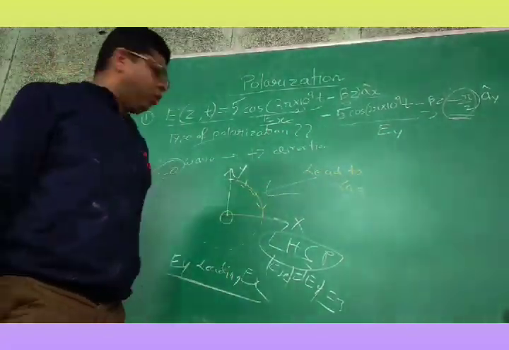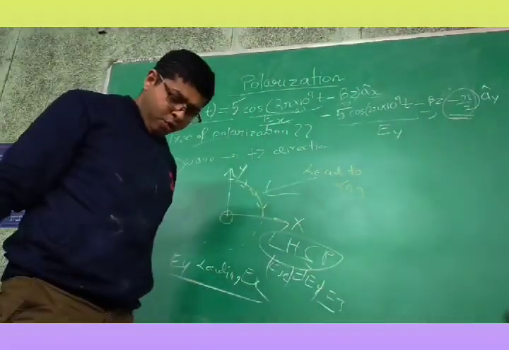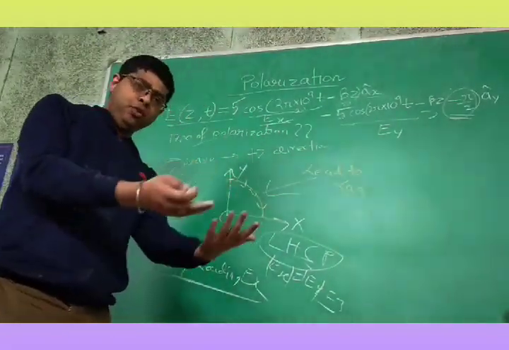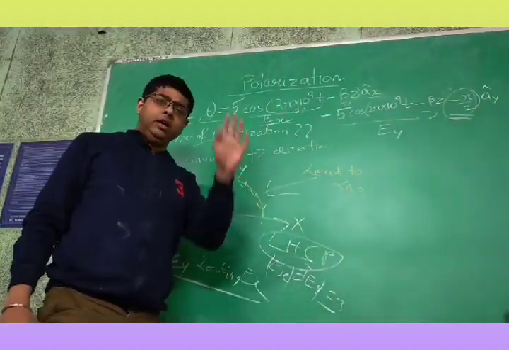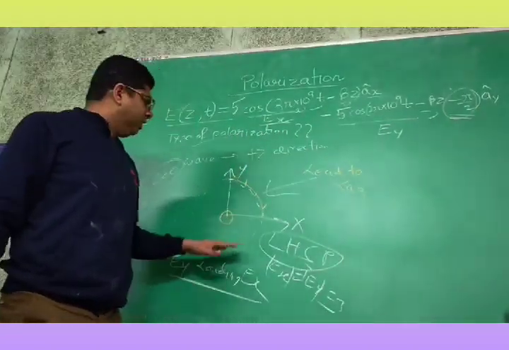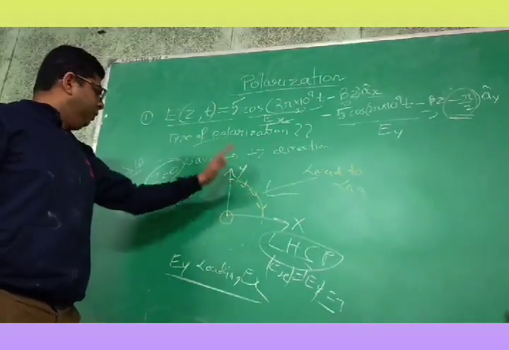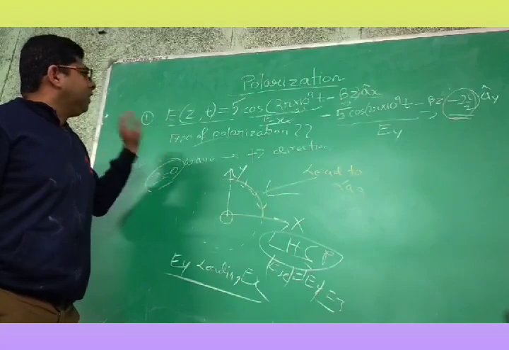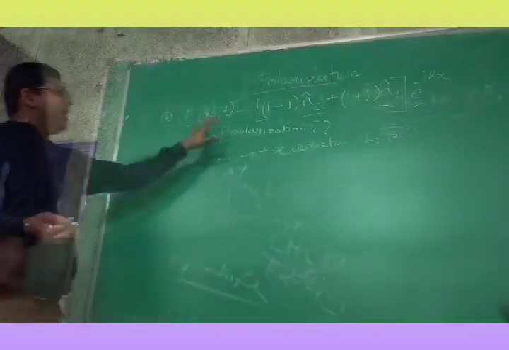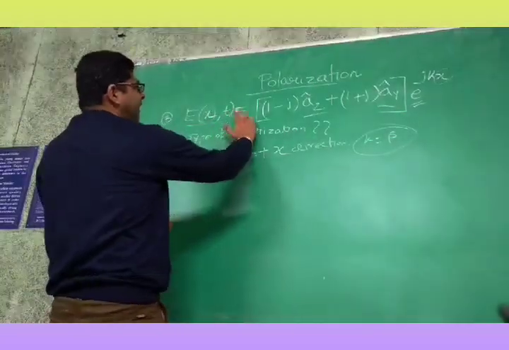Just check this. Or you can do the conventional method, that is put omega t equal to 0, then 90 degree, then 180 degree. That way if you plot, you will be getting the same type of figure. So this is another problem. Here I am taking another problem. This is in a little different form.